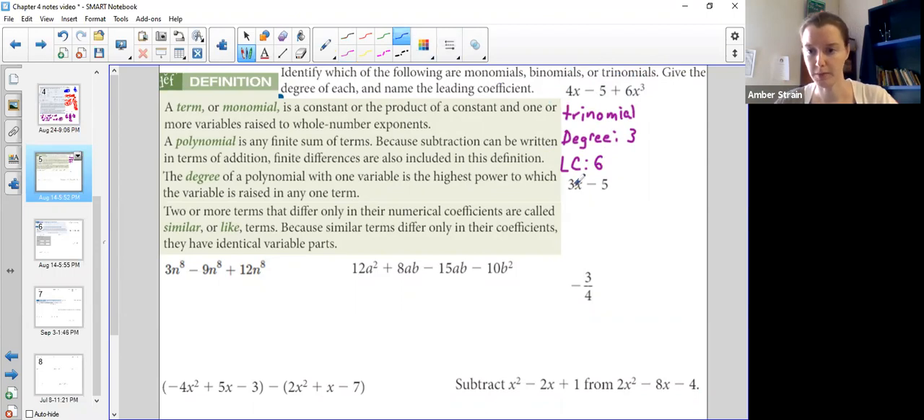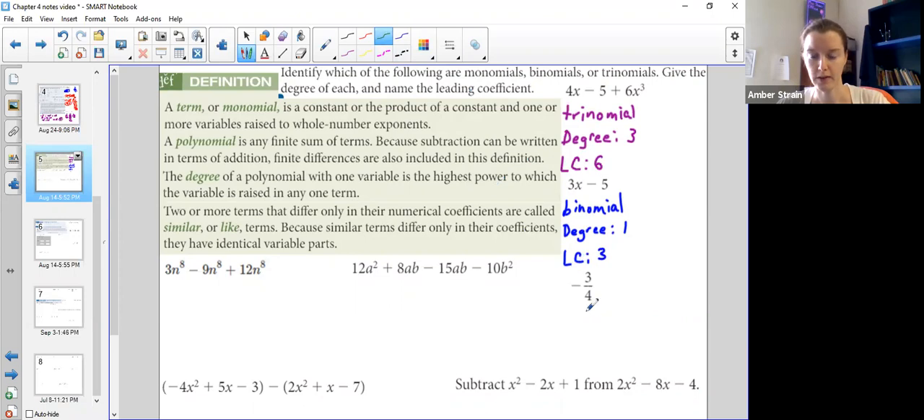This next one would be a binomial because it has 2 terms, 1, 2. The degree of this binomial is determined by the highest power. So if there are 2 terms, this one has a power of 1, understood 1. This one is a constant, which of course doesn't have any variables. So the degree would be 1, the highest one. The leading coefficient in this case is in the front, but it's always attached to the one with that highest power. So it'd be a 3.